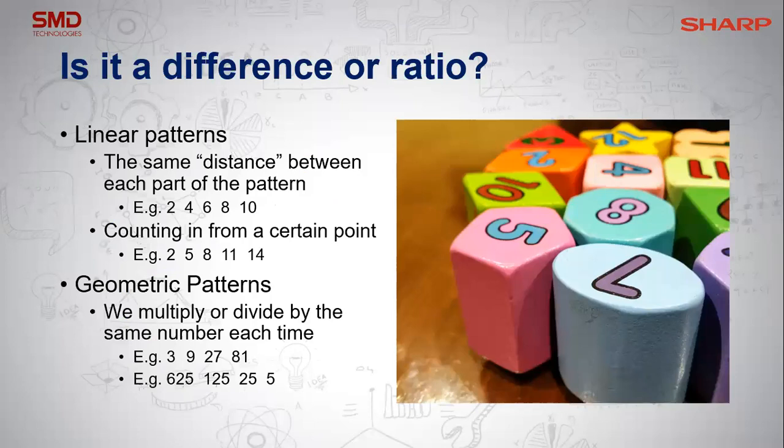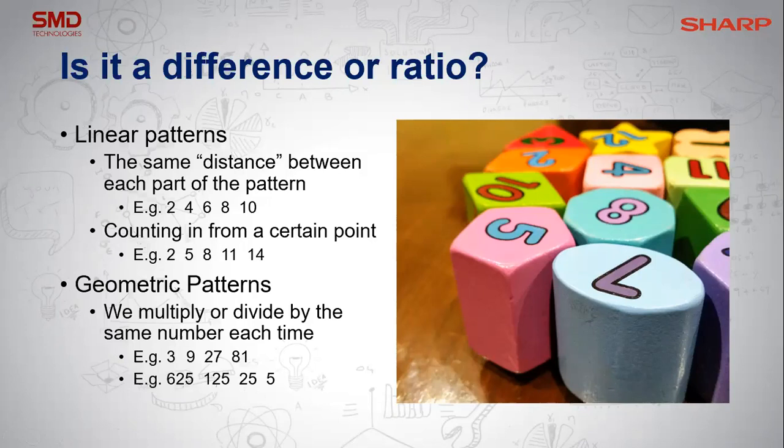All right, so the first thing we need to know is: is it a difference or is it a ratio? For linear patterns, there is the same distance between each part of the pattern. In other words, we add or subtract the same thing every time. So we can have 2, 4, 6, 8, and 10. You can see we keep adding 2 to every point in the pattern. And then, of course, if we're counting in from a certain point, we keep adding 3 to each point of this pattern. So even though we're not counting in 3, 6, 9, 12, you can see that we could also say 3 times something minus 1 would give us the same pattern as well.